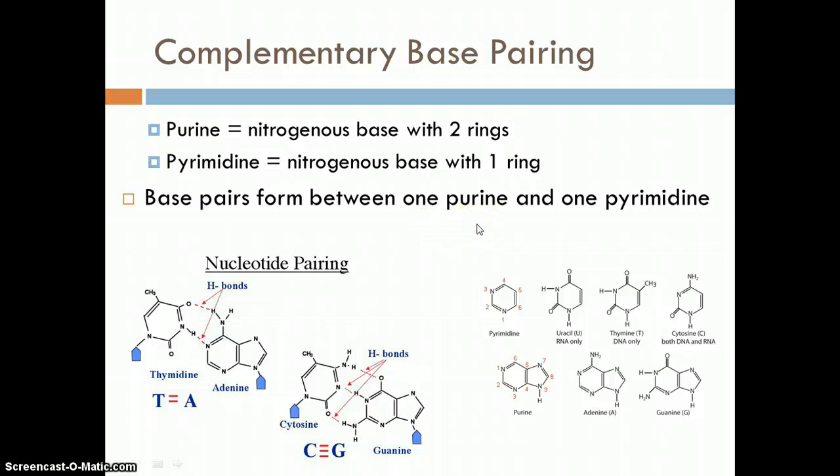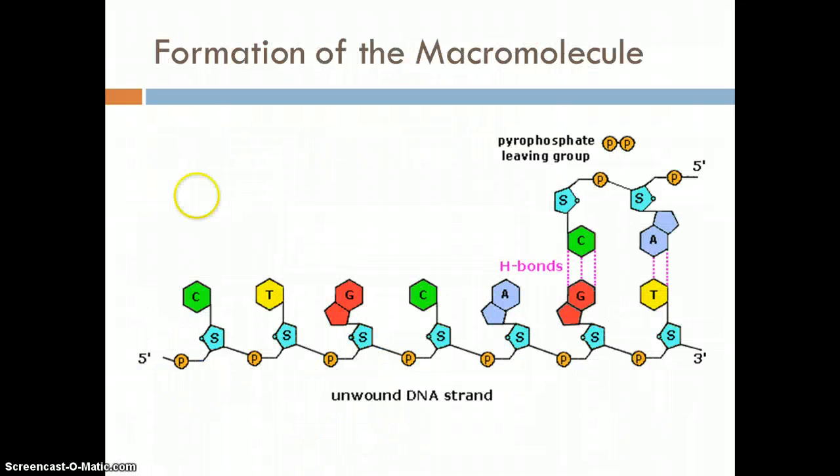Base pairs are always going to form between 1 purine and 1 pyrimidine because that keeps the width of the DNA equal all the way through. Again, thymine and adenine are going to create 2 hydrogen bonds between them, and cytosine and guanine are going to create 3 hydrogen bonds between them.